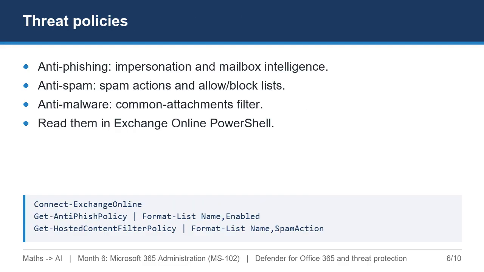Policies decide what actually happens to suspect mail. Anti-phishing policies add impersonation protection and mailbox intelligence. Anti-spam policies set the spam action and your allow and block lists. Anti-malware policies control the common attachments filter. You can read all of these from Exchange Online PowerShell. Connect with Connect-ExchangeOnline, then run Get-AntiPhishPolicy. Get into the habit of inspecting policy before you change it.